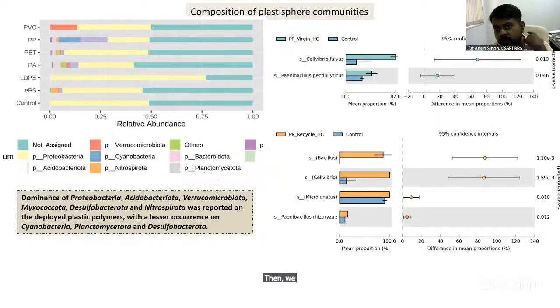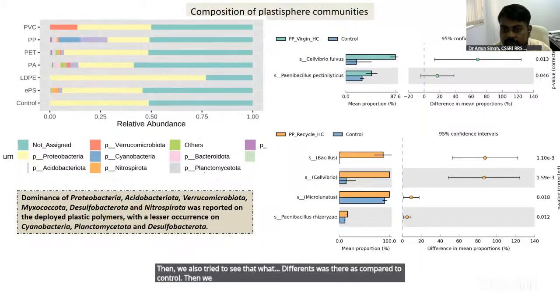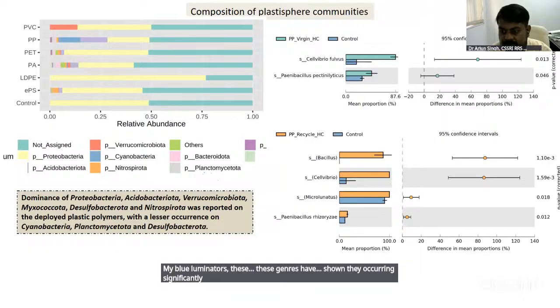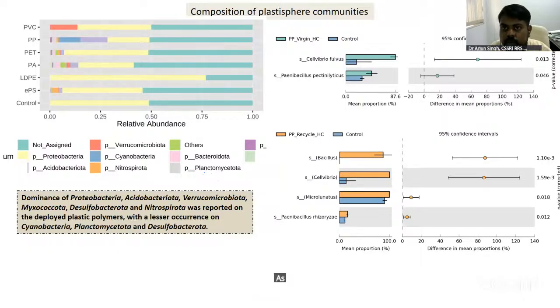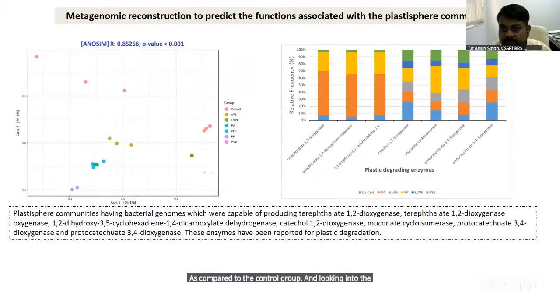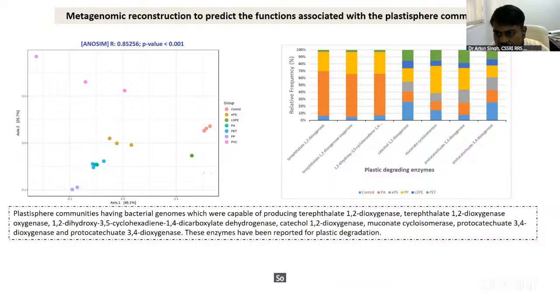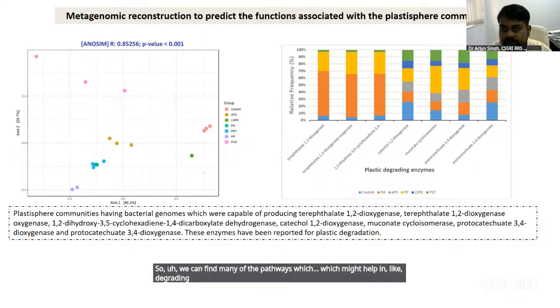Then we also tried to see what difference there was as compared to control. We found that a few of the genera showed high abundance on these plastic polymers. We can find Paenibacillus, Salvibrio, Microlunatus. These genera have shown their occurrence significantly on the plastic surfaces as compared to the control group. And looking into the genomes, we found that these genera have some potential in degrading plastic waste. So we can find many pathways which might help in degrading these plastic polymers.